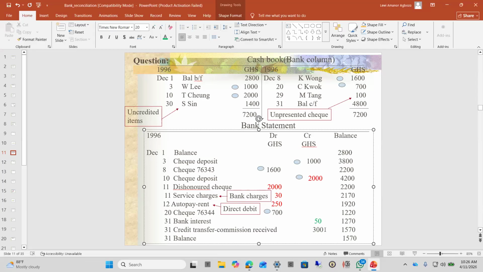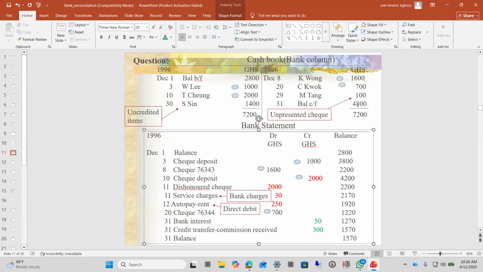Again, on that same 31st, the bank also credits our account with 300 cedis as commission received. But that one too, we don't know, so we did not take care of it. Then at the end of the period, the bank is saying that our balance at the bank is 1,570. Meanwhile, we are thinking our balance should be 4,800. Is that okay?